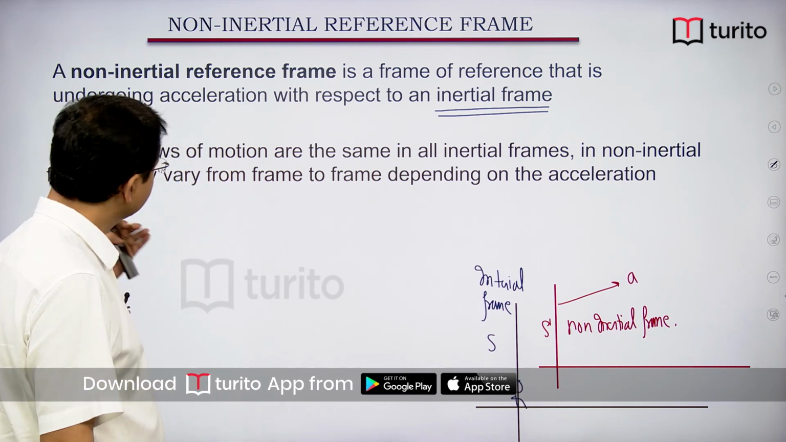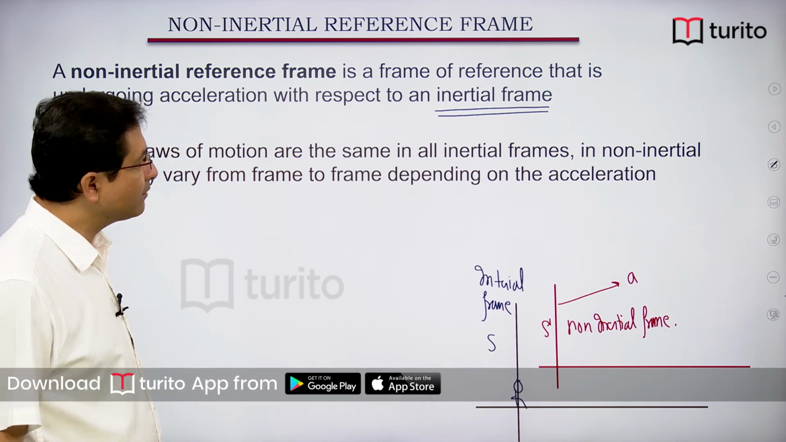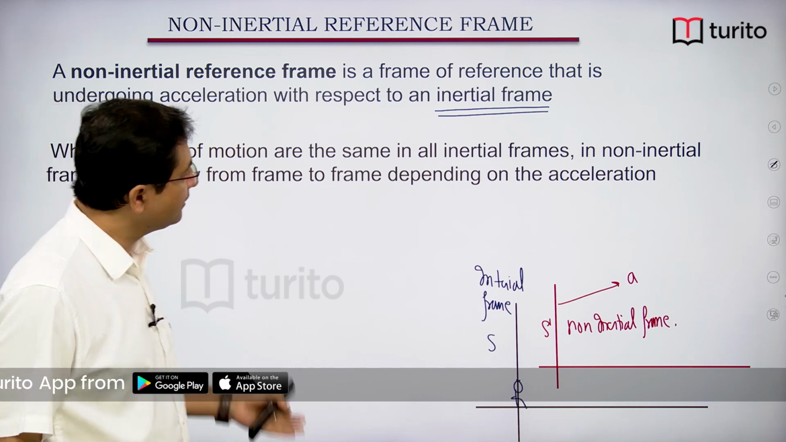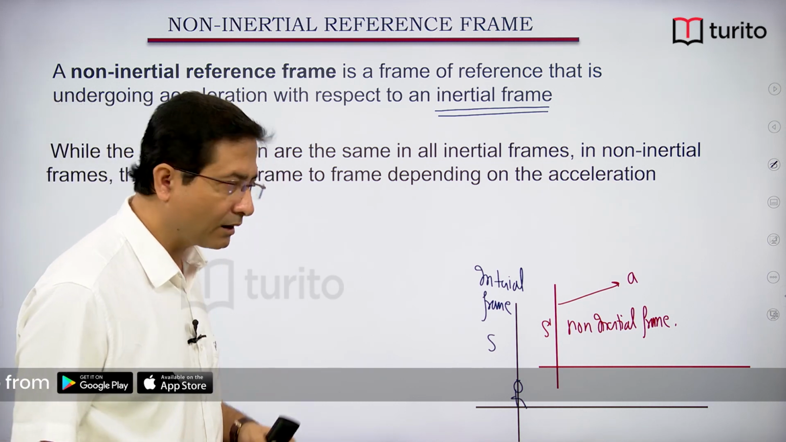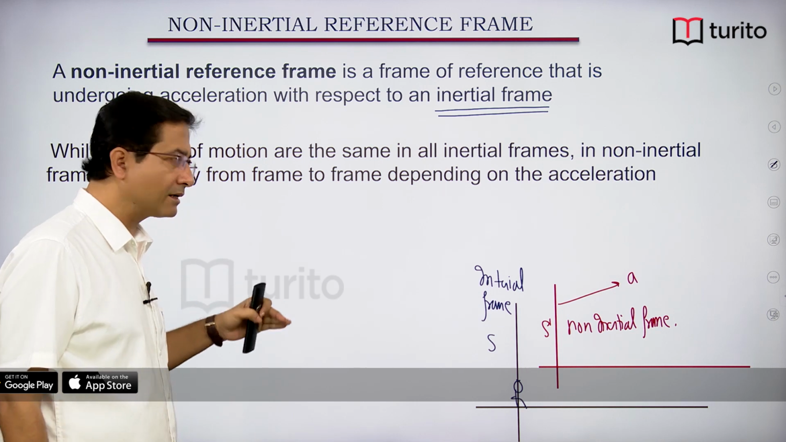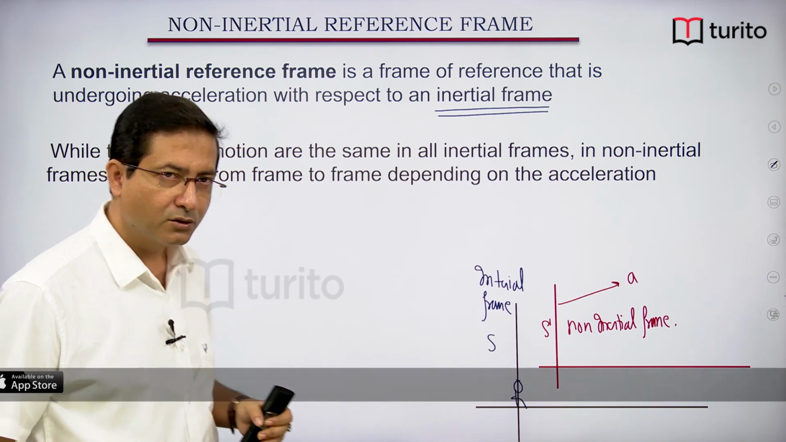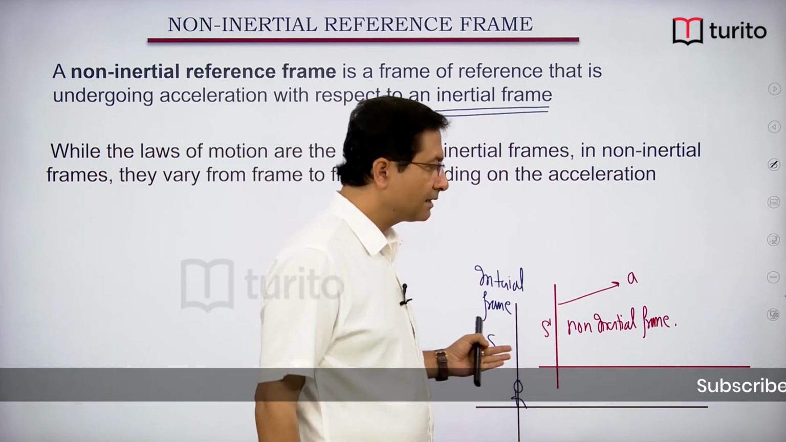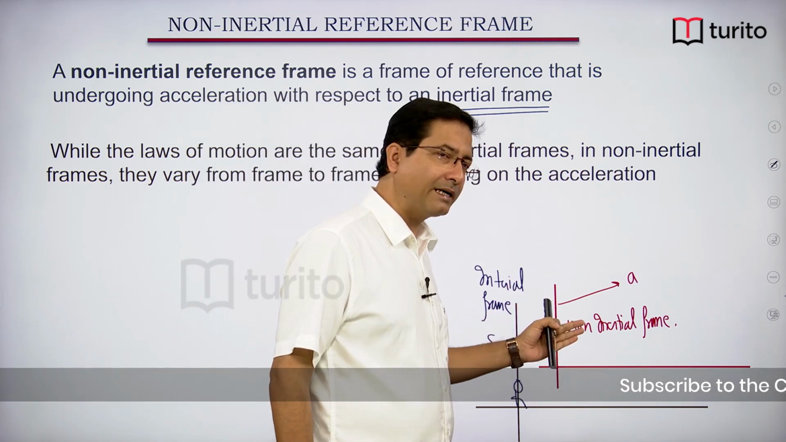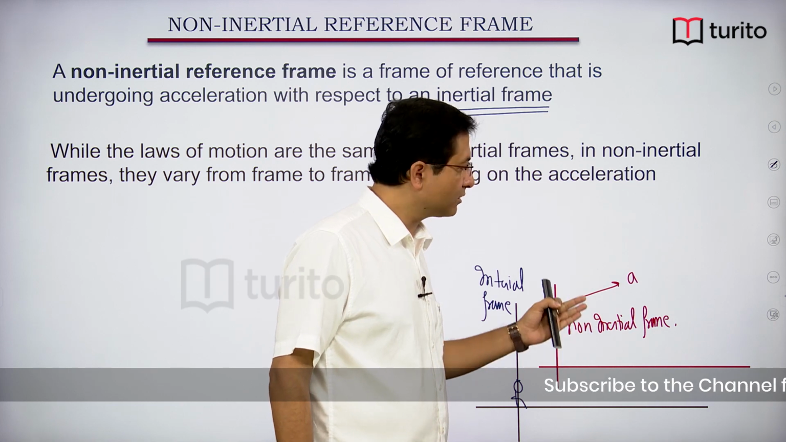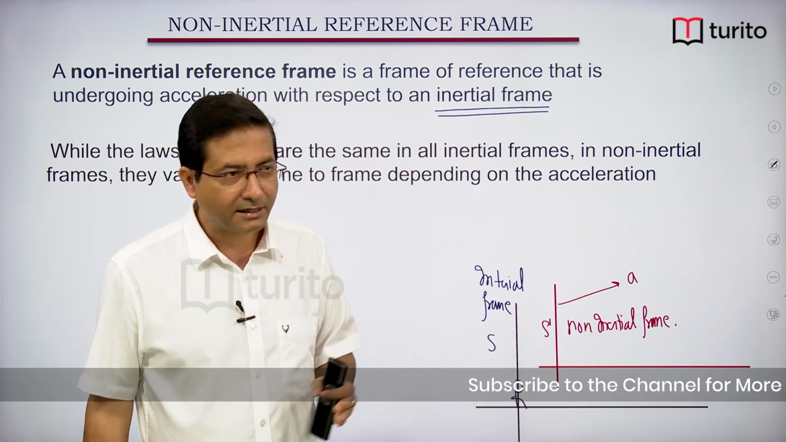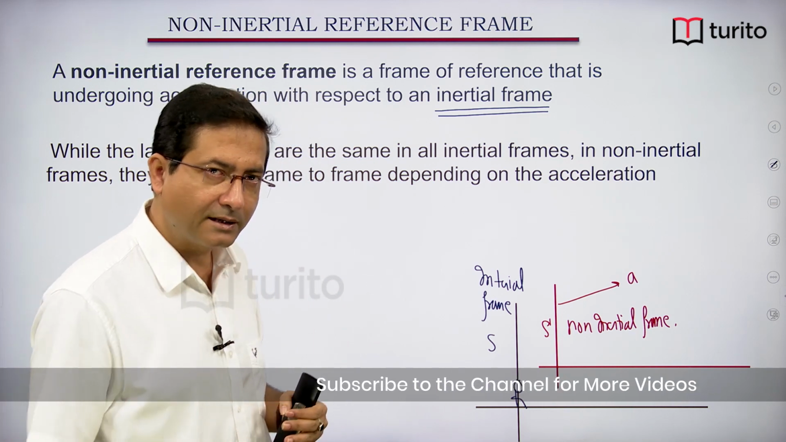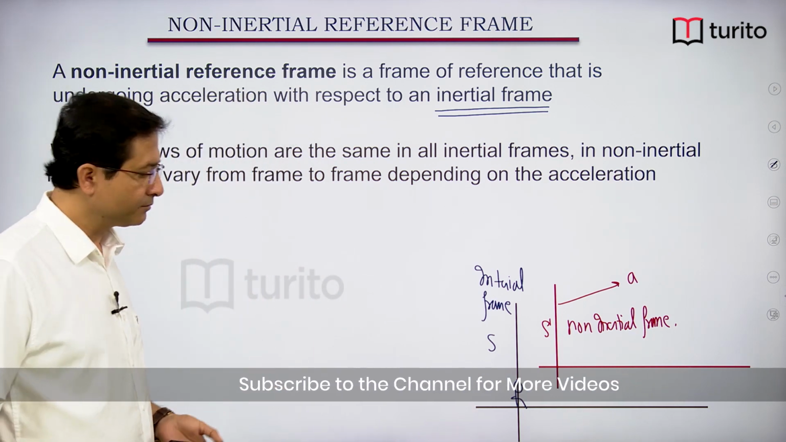Second point, while the laws of motion are the same in all inertial frames, in non-inertial frames they vary from frame to frame. This we will understand later, right. So the laws of motion we apply from an inertial frame, we won't get in the same format if we apply laws of motion from a non-inertial frame, or I can say non-inertial frames are those frames where Newton's laws are not directly valid, right.